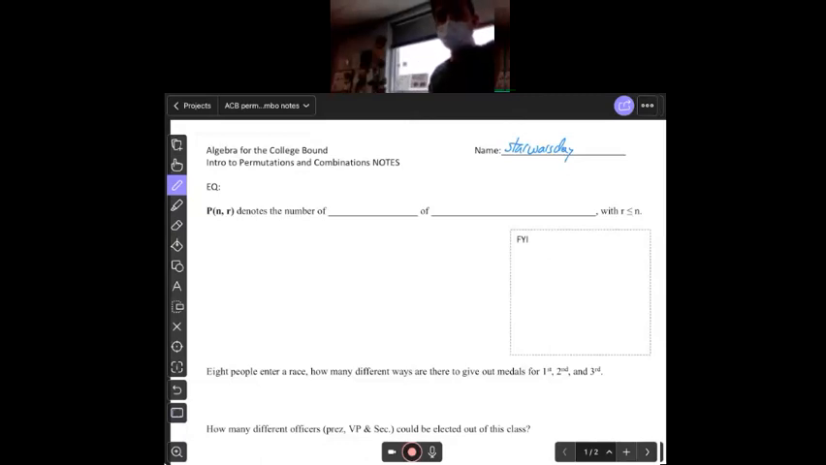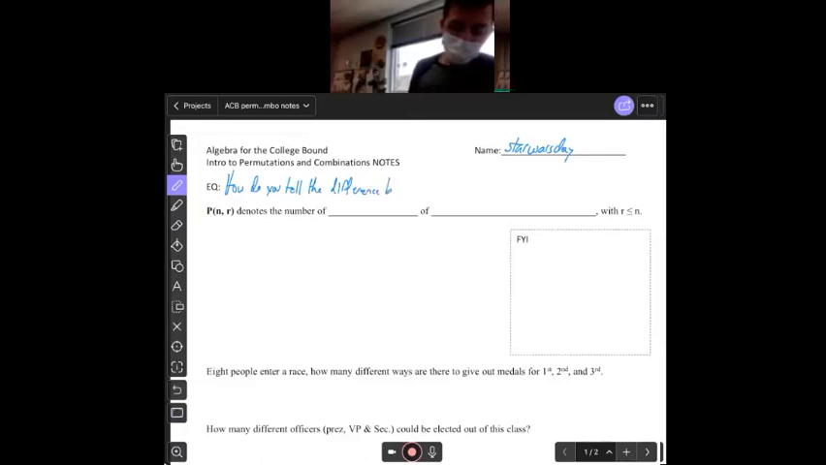The part we need to be focusing on today is, how do I read this? How do I pull the context out of this and say, okay, this is the math I should be doing here? That leads right into the essential question: how do you tell the difference between a permutation and a combination?